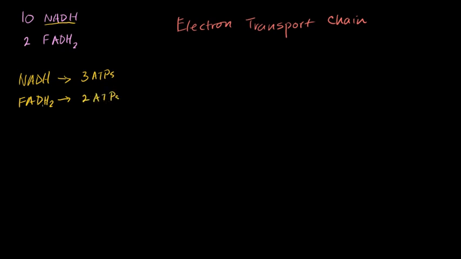And the reason why this guy produces fewer ATPs is because the electrons that he has going into the electron transport chain are at a slightly lower energy level than the ones from NADH. So in general, I just said indirectly. How does this whole business work?